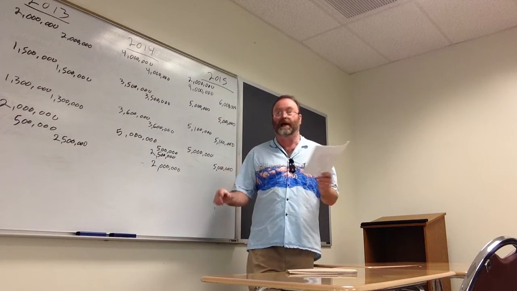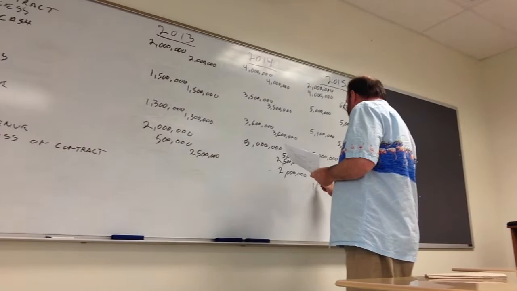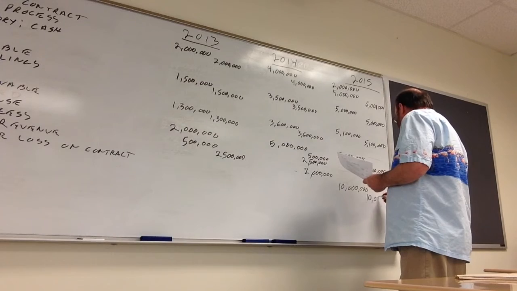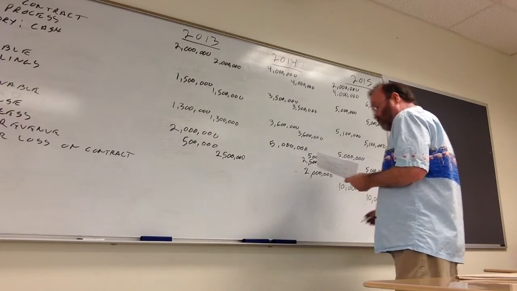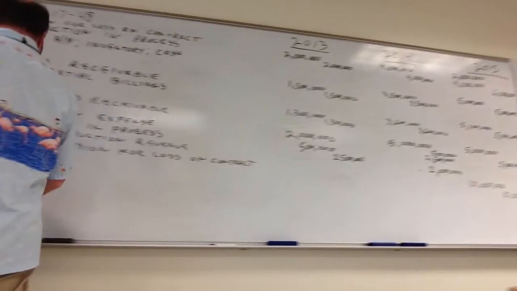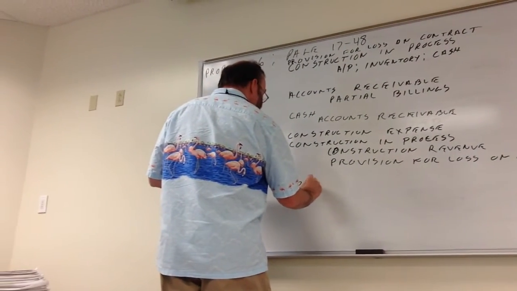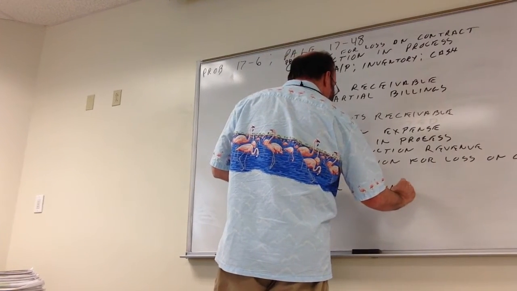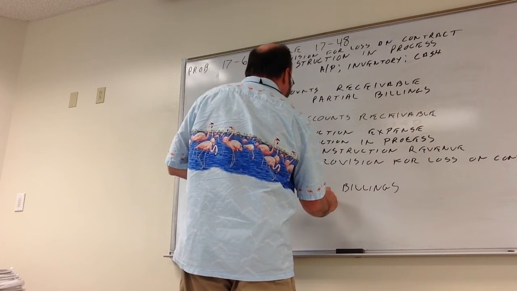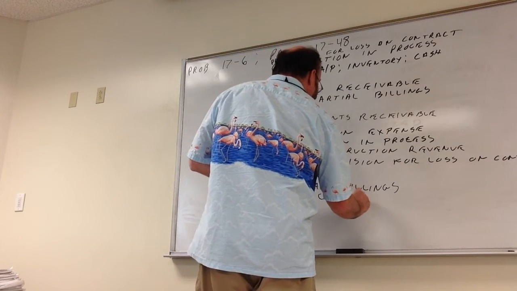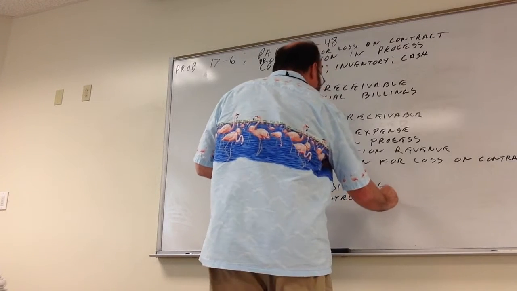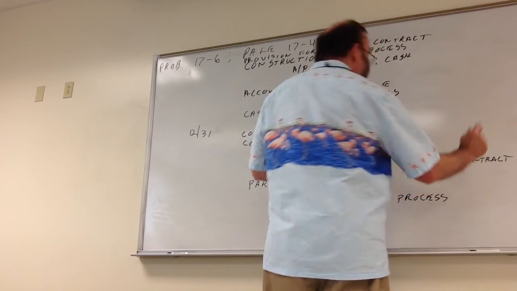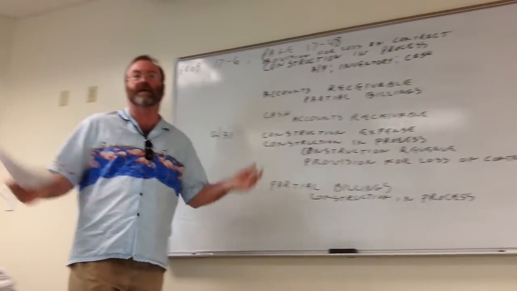And then the very last entry is we're going to zero out the partial billings by debiting, and we're going to zero out the inventory account, and that's the end of the project.